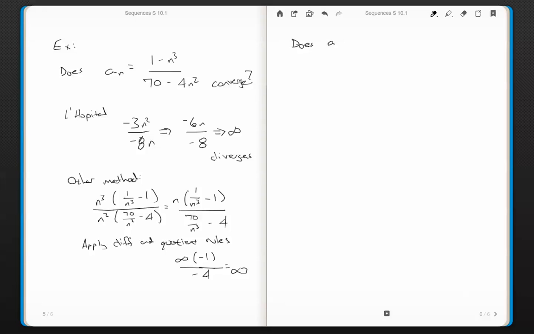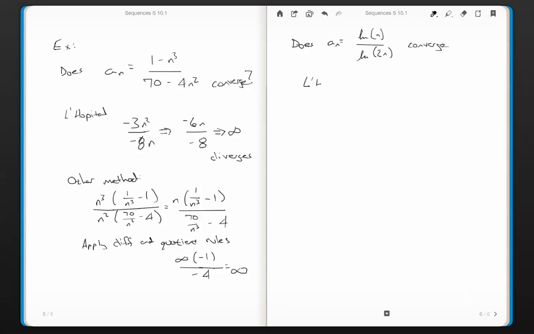Does a sub n equal the natural log of n over the natural log of 2n? Does this thing converge? Well, we look at this thing, natural log of n is infinity. Natural log of 2n is, well, that's infinity too. Those both get big really fast. So let's apply L'Hopital here.